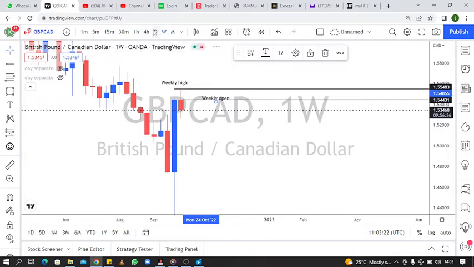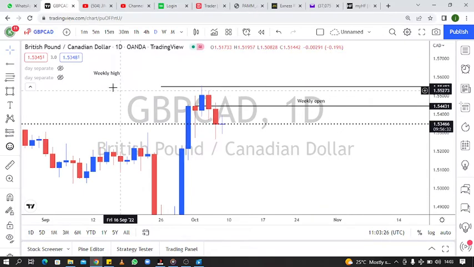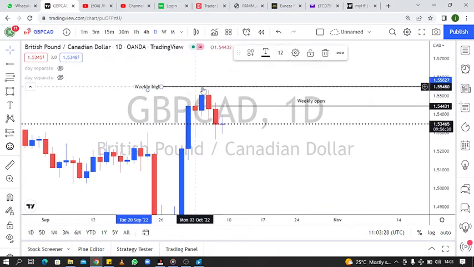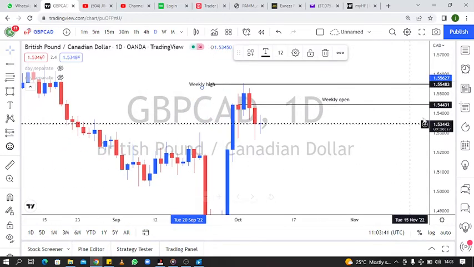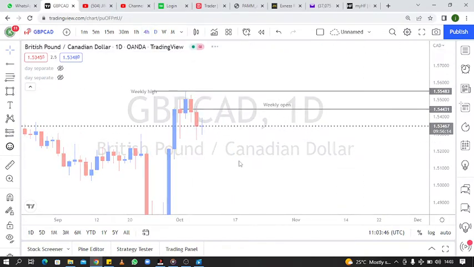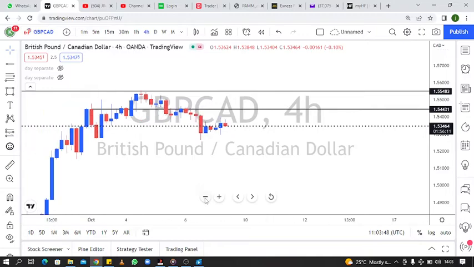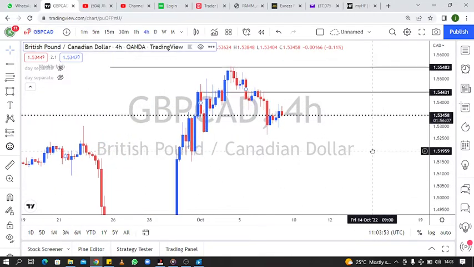So I switch to daily. When I switch to daily, I already know that this is my high of the week. This candle is my high of the week. So if it is my high, I will trade a bearish market for this week. I look for a setup which is bearish. I trade it, then I make some money. So I come to H4, the same thing. I'm looking for a bearish setup for this week.